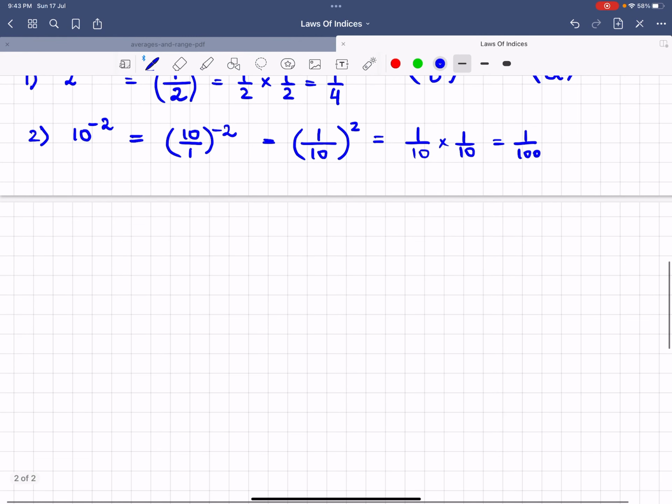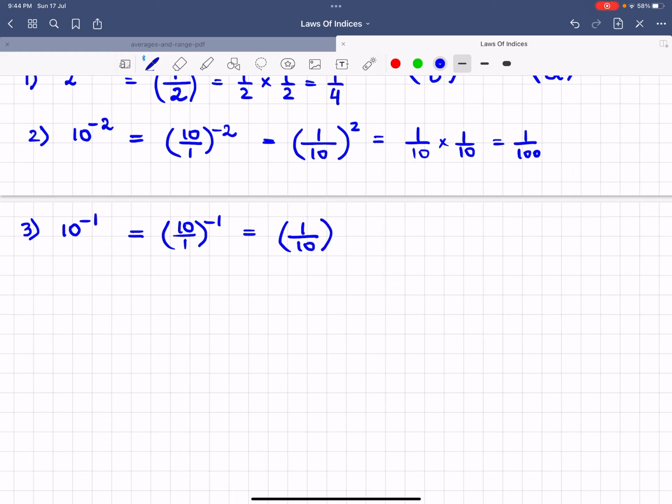Question number 3. We have 10 to the power of negative 1. So 10 is the same as 10 over 1. That is to the power of negative 1. We swap the fraction, we have 1 over 10. When we swap the fraction, or when we take the reciprocal, the power becomes positive. So this is 1 over 10. Let's do the next question, question number 4.